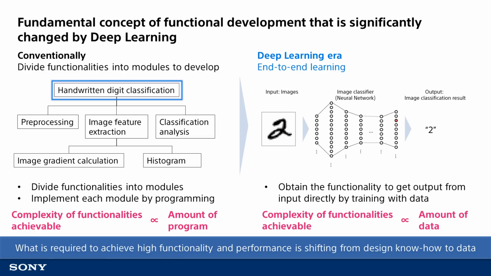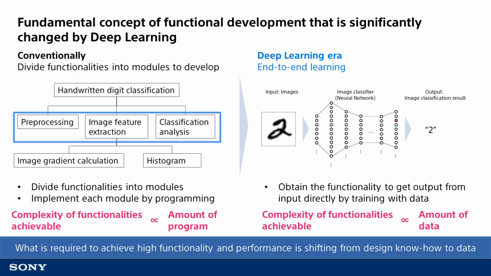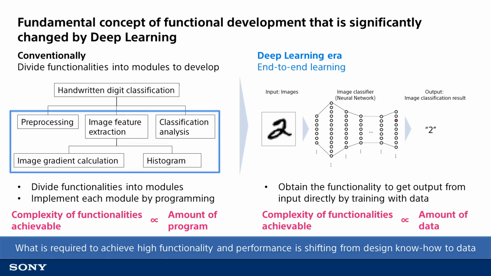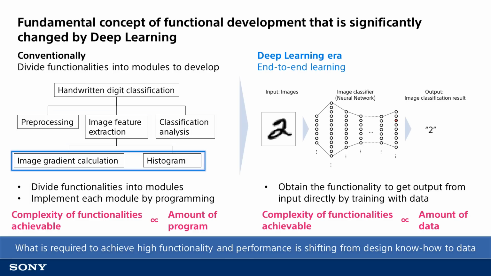For example, when developing a handwritten digit classification system using conventional methods, you would need to determine the functional blocks required to accomplish the task. Some examples of these functional blocks include pre-processing, feature extraction, and machine learning. To achieve suitable performance with conventional methods, you would need design experience to divide the required functionality into modules.